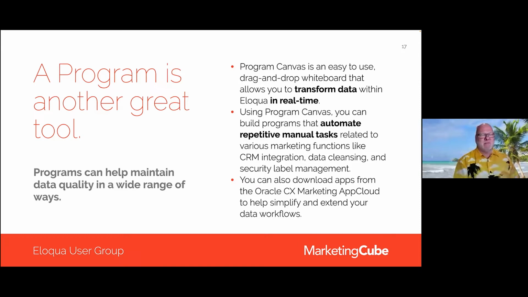The program canvas is a great way to do that. It really does help you, as it says there, transform data within Eloqua, in real time, and you can set it to any sort of schedule and frequency as to how frequently a program should run. Programs are also a way, for instance, that's how we connect Eloqua to the CRM. In most cases, it's a program that's going to run that for you.